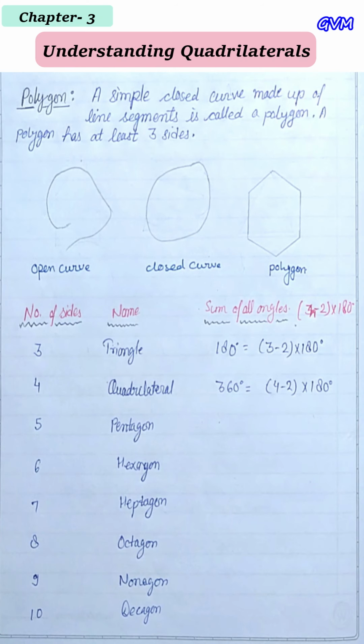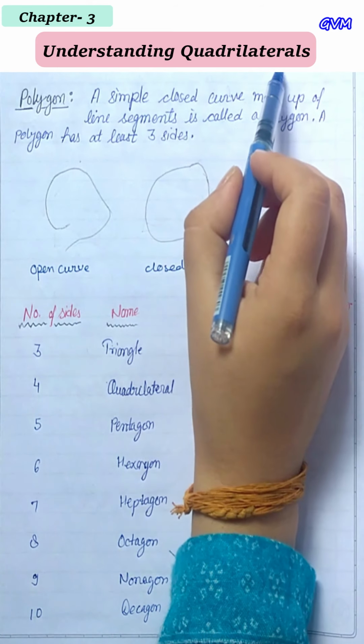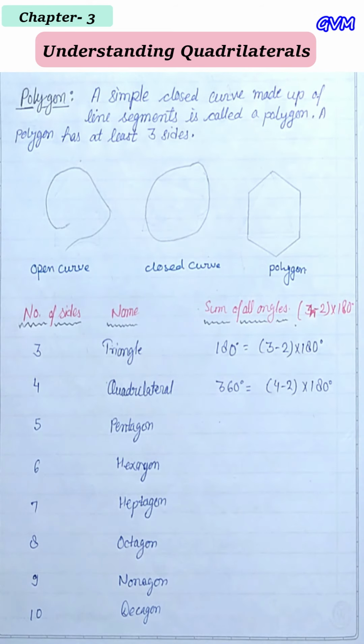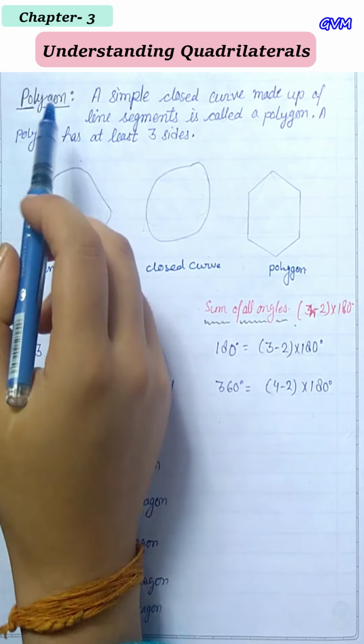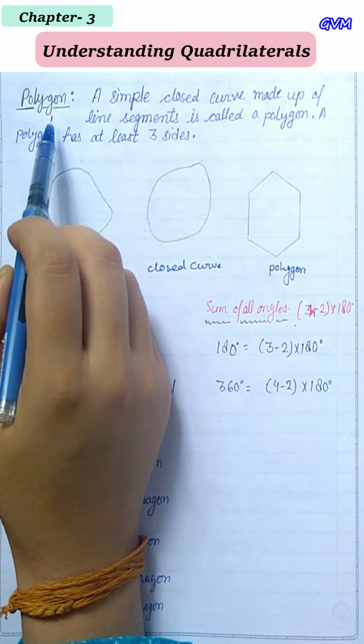Hello students, today we are going to discuss our next chapter, understanding quadrilaterals. In this chapter we will be learning about quadrilaterals, and we will know the properties and types of quadrilaterals. First, in this chapter we have a term called polygon.